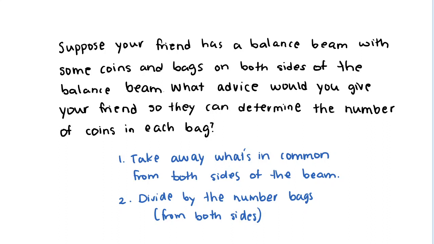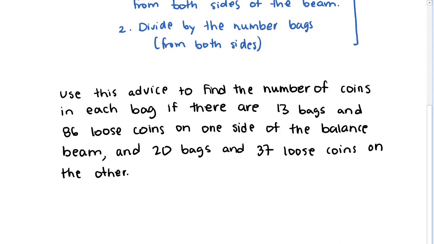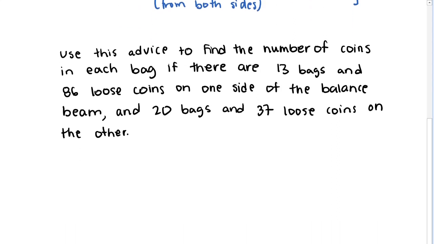And so this is the general approach: we want to subtract away what's in common from both sides of the balance beam, and then we'll have some bags left over, some coins on the other side. We can divide the coins across the number of bags, in other words, divide by the number of bags, and then we'll see how many coins belong in each bag. And so let's take this step-by-step advice and use it to address this next question.